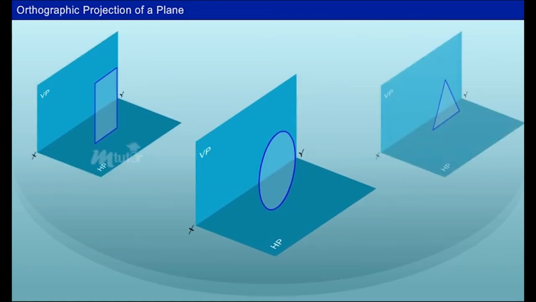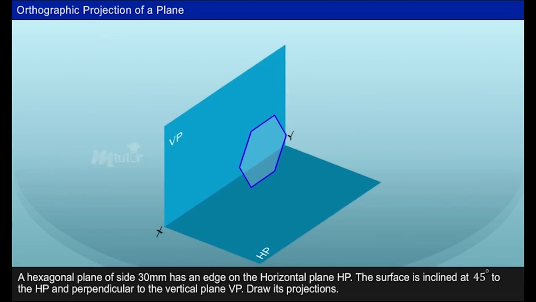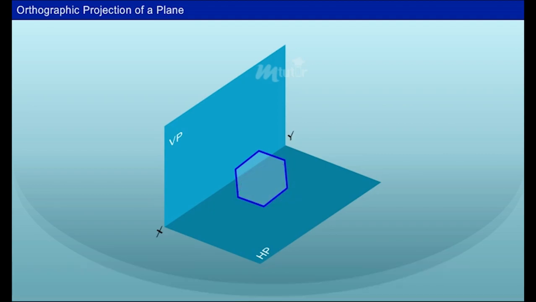Now, let us solve a problem to understand the orthographic projection of a plane. A hexagonal plane of side 30 mm has an edge on the horizontal plane HP. The surface is inclined at 45° to the HP and perpendicular to the vertical plane VP. Draw its projections. Initially, we just saw the simple position of the hexagon, but it is very difficult to recognize its inclined position. Hence, we should start with the simple position of the plane, that is, its true shape.